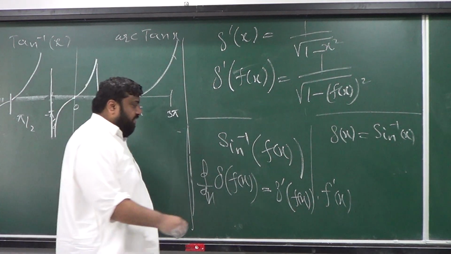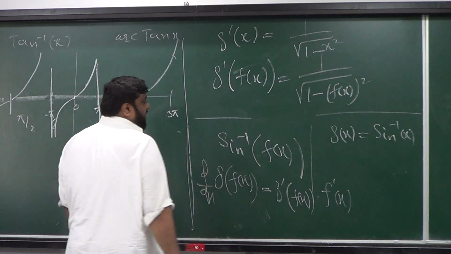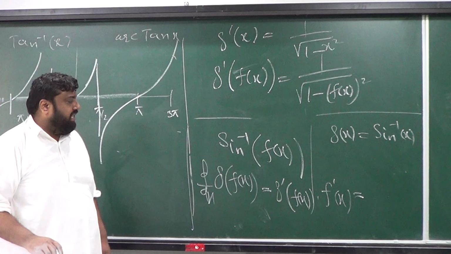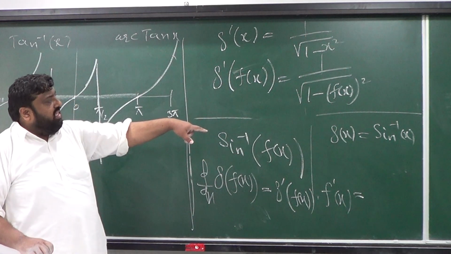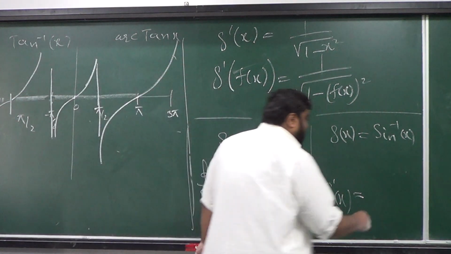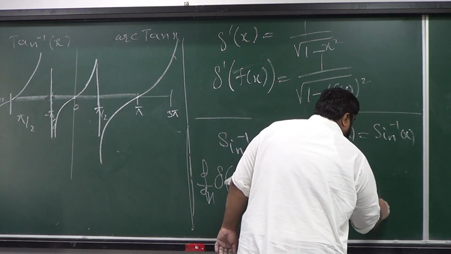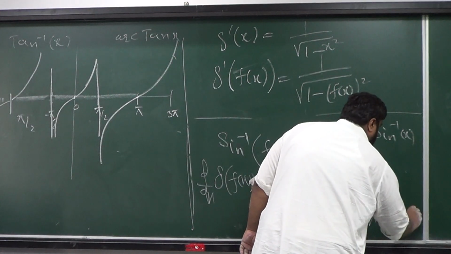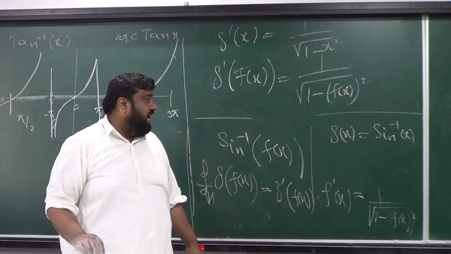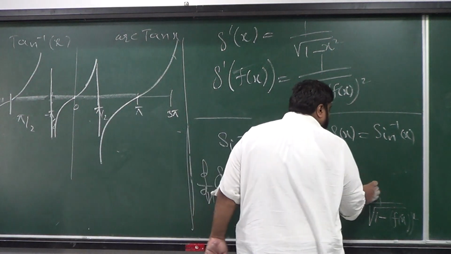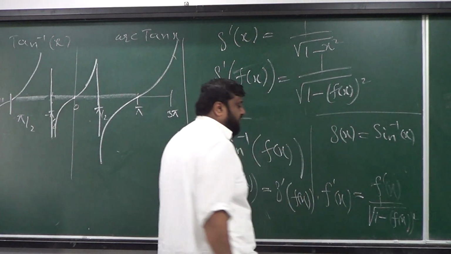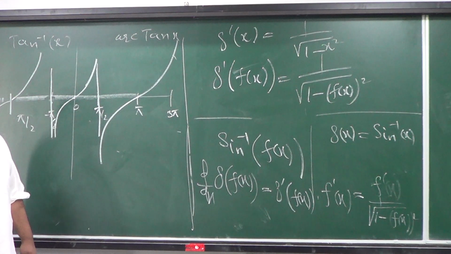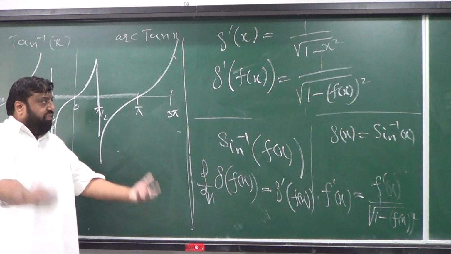So hence, if you substitute f of x into this expression, g prime of f of x is 1 over the square root of 1 minus f of x squared, multiplied by f prime of x. So I can put an f prime of x here. Okay, so that's how you can compute the derivative of the arc sine of any function.